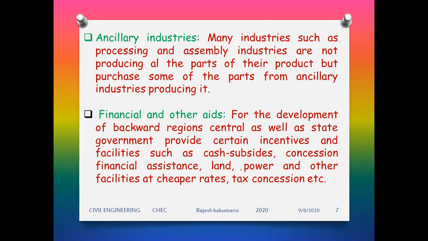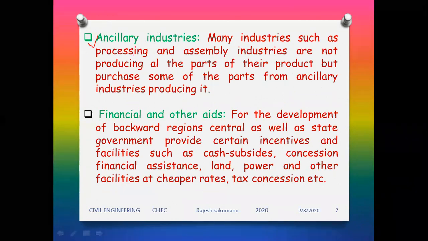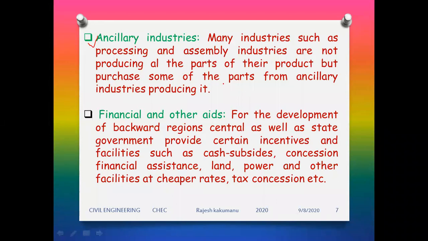Next, ancillary industries. What are ancillary industries? Whenever you are making a big product, if you keep an industry near the related by-products and small by-products, you will be in a profit zone. Many industries, such as processing and assembly industries, do not produce all the parts of their product, but purchase some of the parts from the ancillary industries producing them. So a simple example: BHEL, Bharat Heavy Electricals Limited, in Hyderabad, Chennai, Ranipet in Maharashtra. So like this you have BHEL hubs throughout India.